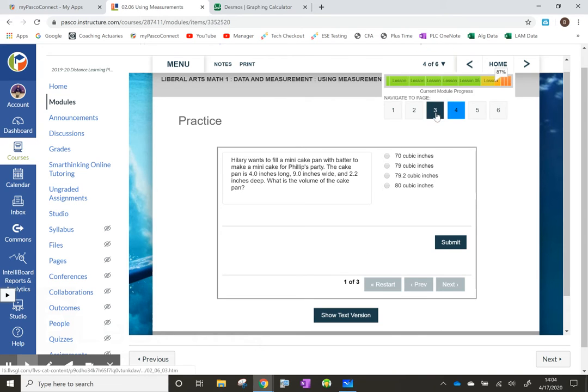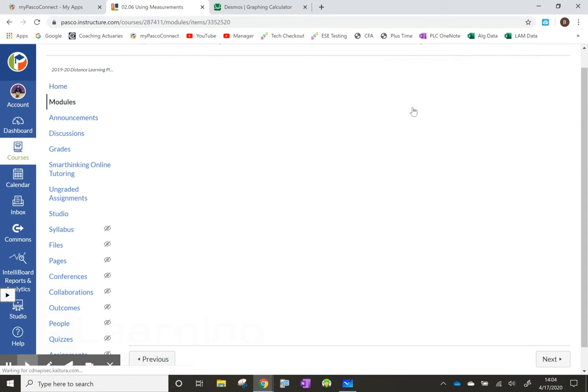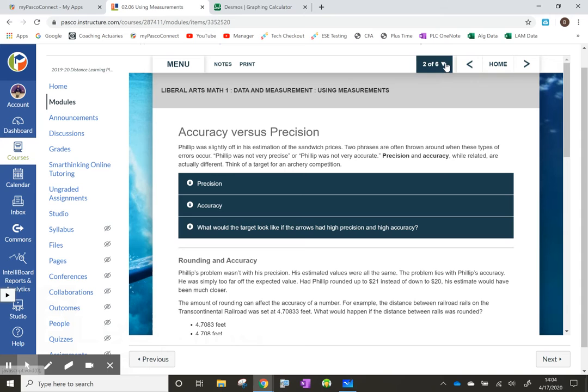Did I skip a page by any chance? I wanted to make sure I did that. I feel like I skipped something, but no, I guess we didn't.